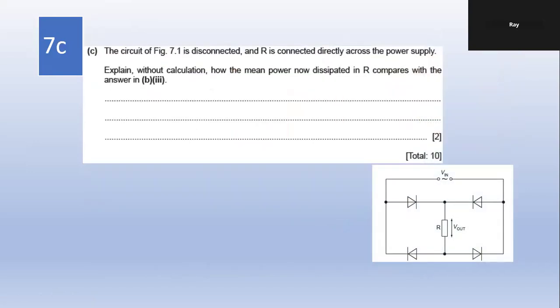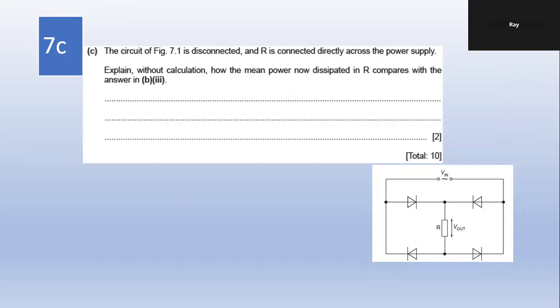The circuit of figure 7.1 is disconnected and R is connected directly to the power supply. Explain without calculation how the mean power now dissipated in R compares with that in part 3. Okay. I think the mean power will be unchanged, 1 mark only.